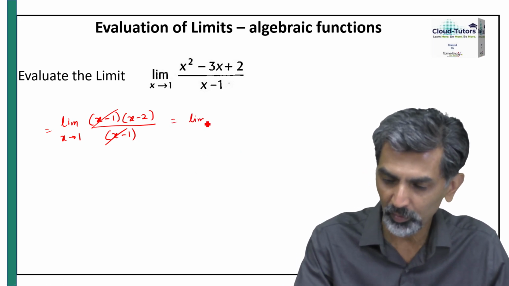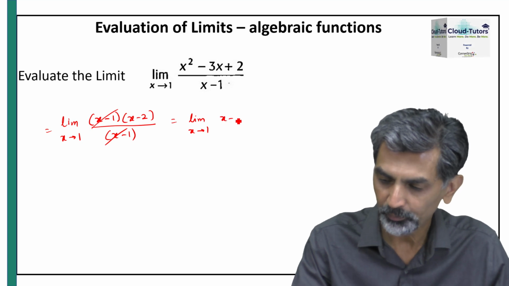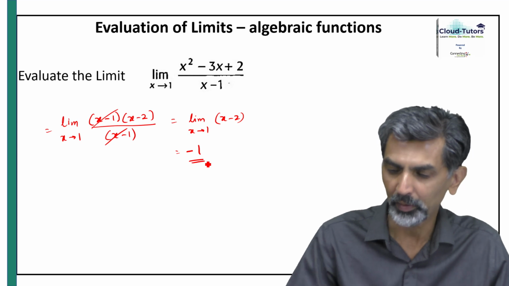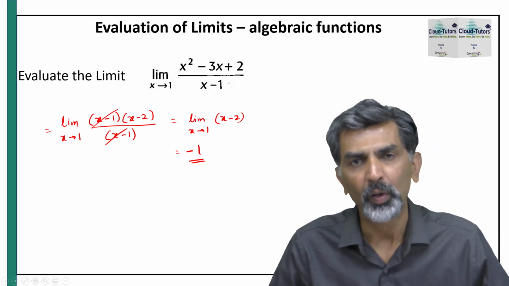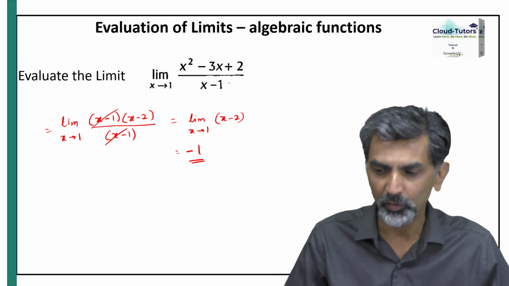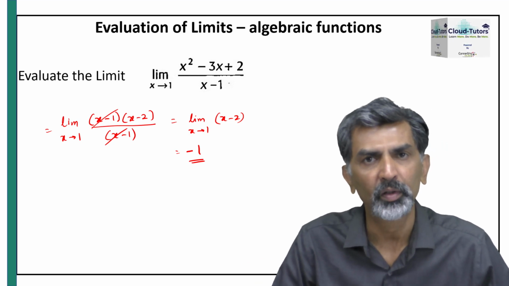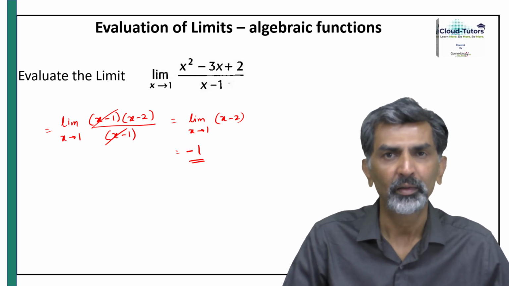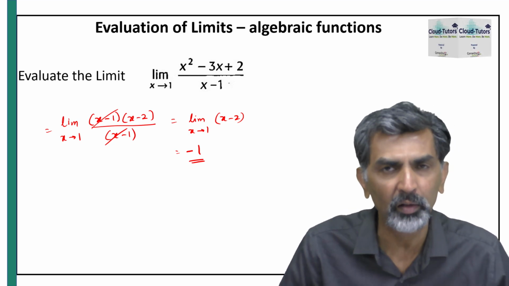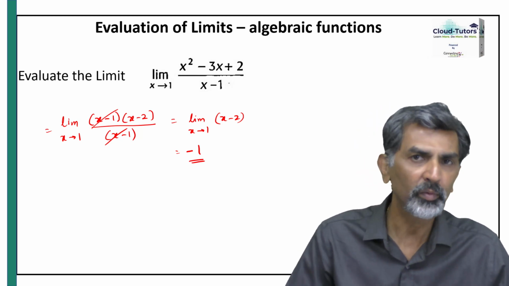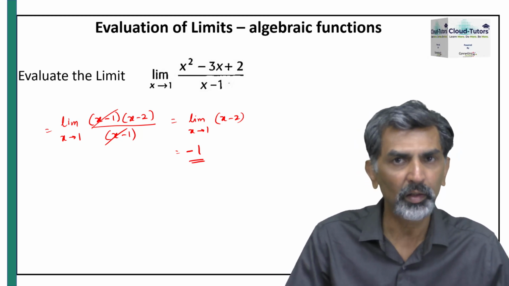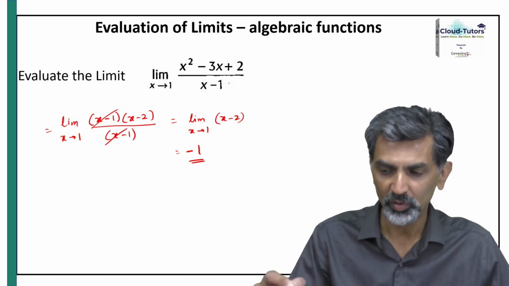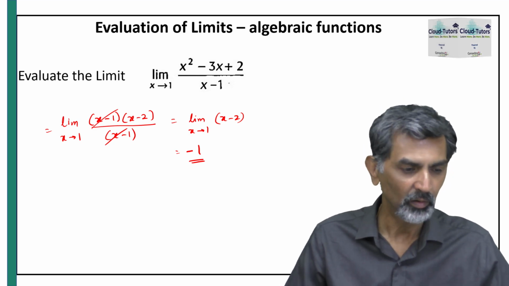What you're left with is x tends to 1, and that is negative 1. So as x approaches 1, the value of the given expression here approaches negative 1. And you can also be sure that you could approach from either the left hand side or from the right hand side. In either case, the limit or the value of the function will approach negative 1. That's the value of the limit.